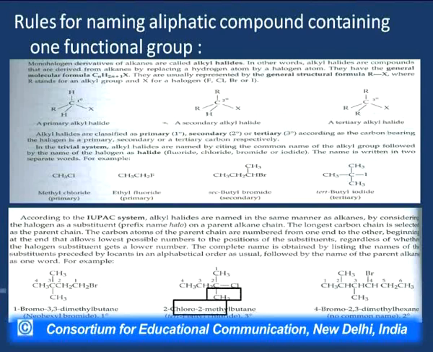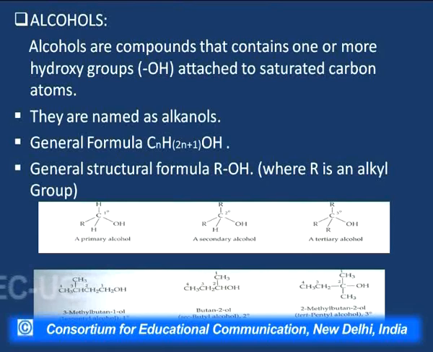And this is an example of a secondary alkyl halide, because in this case, if you look, this bromine is attached to a secondary carbon. If I look into the second example, which is 2-chloro-2-methylbutane, in this case chlorine is attached to a tertiary carbon, and this is an example of a tertiary alkyl halide.